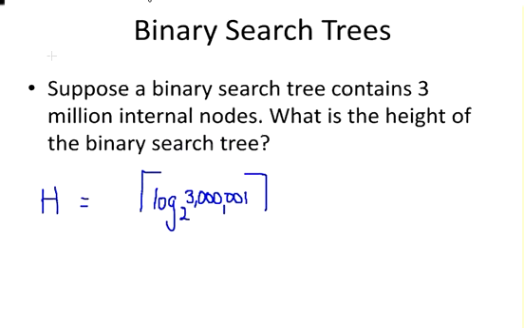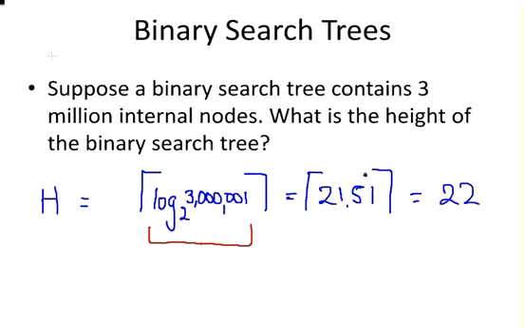This here is a bit of calculator work. We use our pocket calculators to compute that. The answer in that case is roughly 21.51, and the ceiling function of that is the next highest integer, that is 22. So the next highest integer for 21.51 is 22. So the answer is the height is 22. That is also the maximum number of comparisons that would have to be computed to find a record, and that ends our presentation.